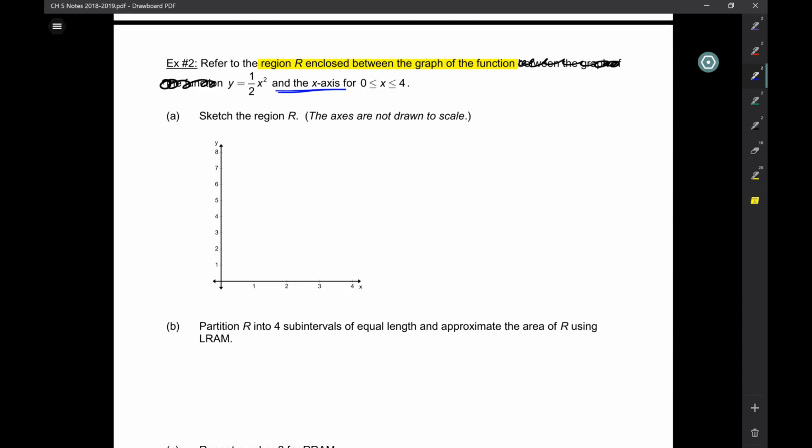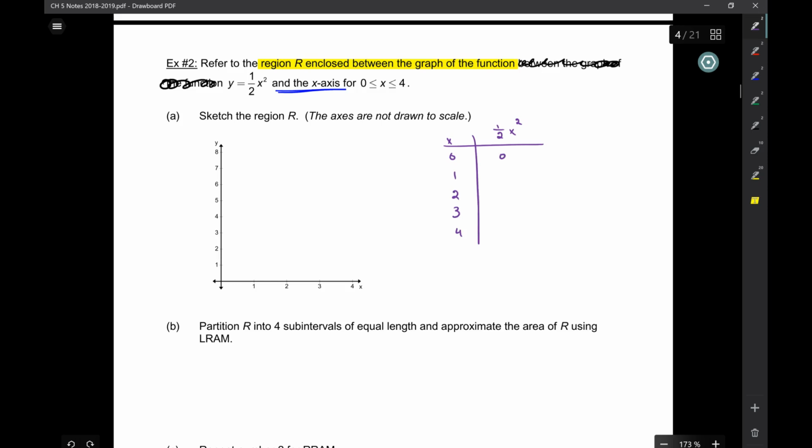Okay, so I have a region R. It's between two things in this case: A, half x squared, and B, the x-axis. So can I graph half x squared here, and can I graph it precisely? Let's do this. X and y is half x squared. So we have 0, 1, 2, 3, 4.